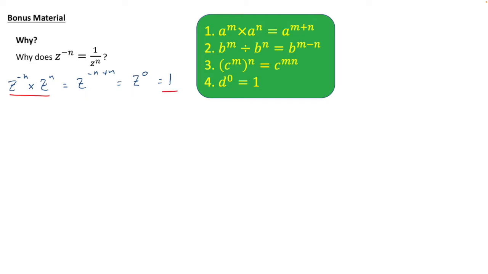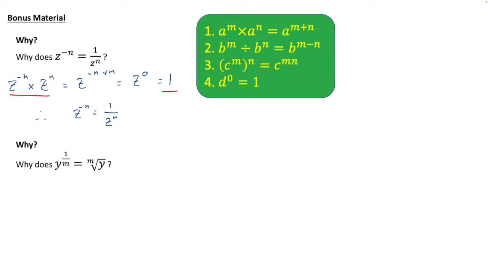Now if we take the beginning and the end of that, we have that z to the minus n times z to the n is 1, so we can divide both of those by z to the n, and that gives us z to the minus n, because in the left hand expression, if we divide by z to the n, the z to the n's will cancel, and for the right hand one we just get 1 over z to the n. So that's a way of showing that.